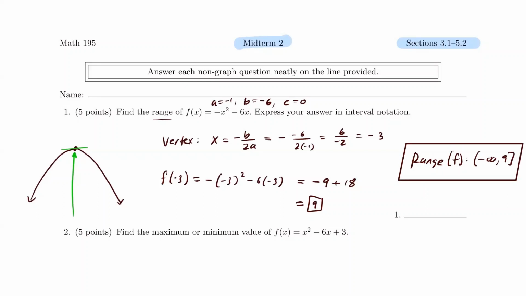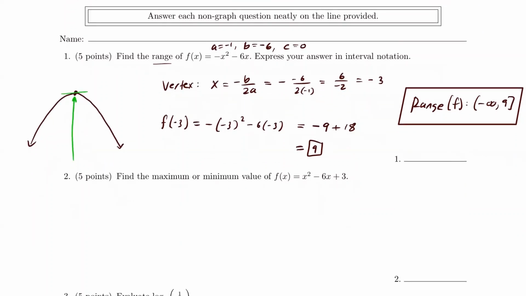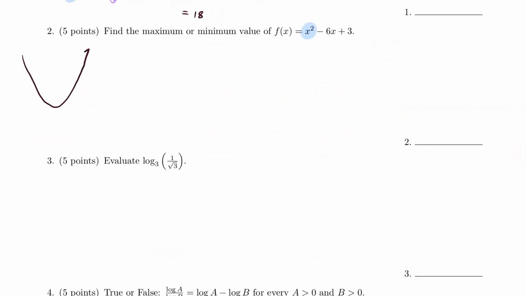For number 2, again, we have another quadratic. The first thing you want to do is look at the leading term, which is positive x squared. So you're looking at a parabola that looks something like this, roughly sketched. This is going to have a minimum value. So we're looking for the minimum in this case, not the maximum. Maximum would be if it was facing downward. So how do we do that? Well, again, you can use the formula we did for the previous problem: find the x-coordinate, then plug it into the function to figure out the y-coordinate.